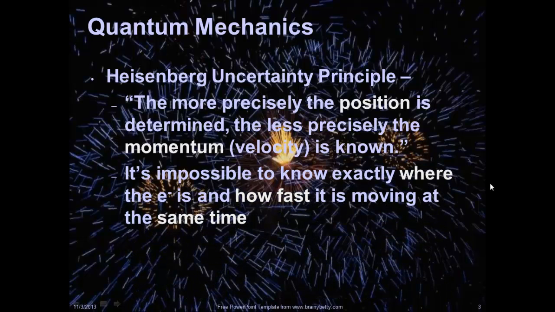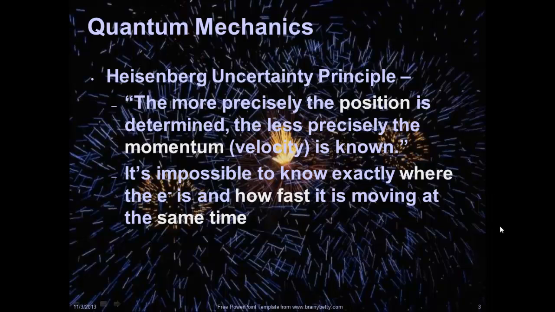Here it is written out in a little more plain English. It's impossible to know exactly where the electron is and how fast it is moving at the same time. One or the other. You can't have both at the same time, because if you want to know the velocity, it's got to be moving. And if you want to know the location, you have to stop it.